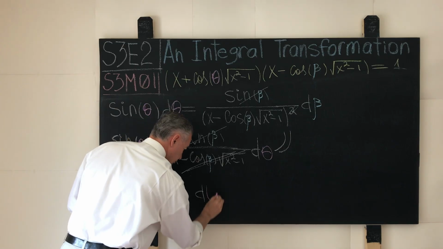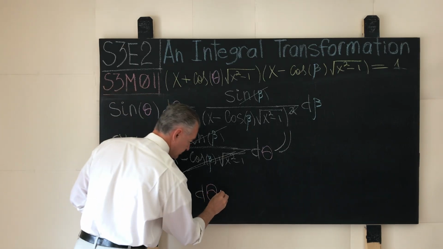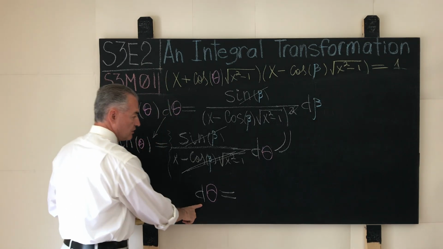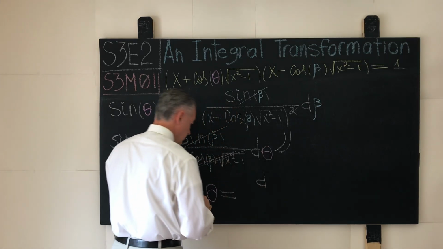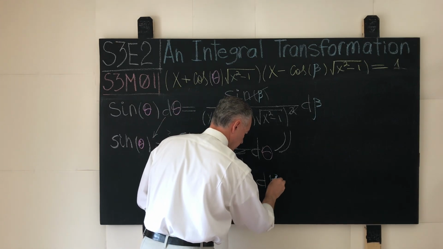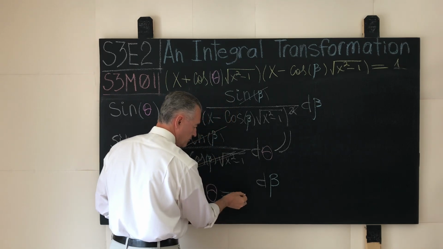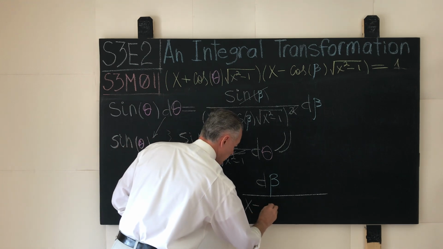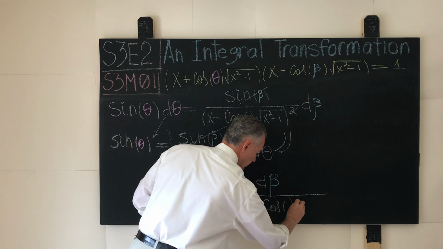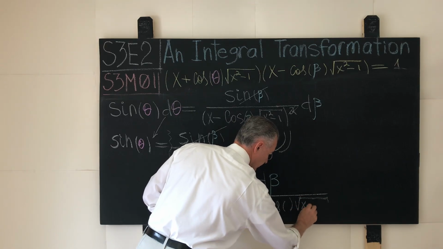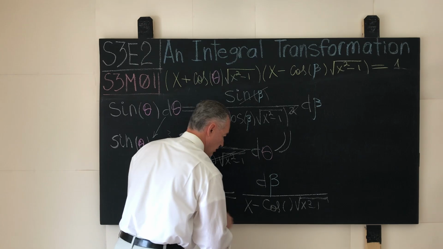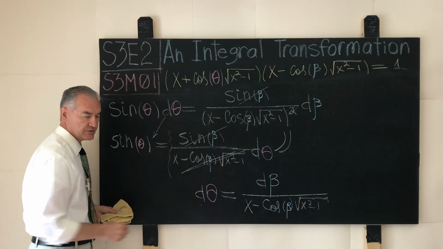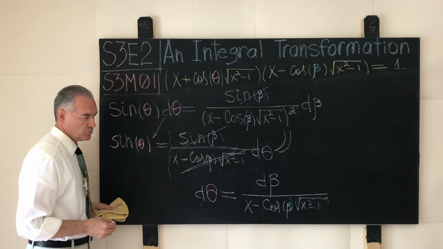d theta for the first differentials, and this is the material that goes into our integrands for the d theta. What do we have? We have d beta, that's the first differential of the angle beta, divided by what? One copy of this animal right here, x minus cosine of beta times square root of x squared minus 1. We put the angle beta over here. We all witnessed how all these results were developed, and we're pretty much home free.